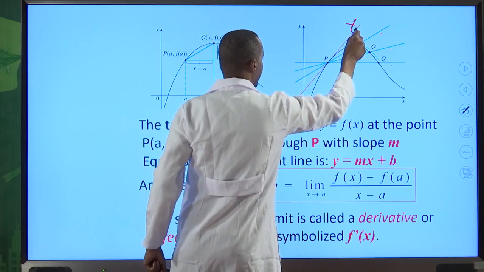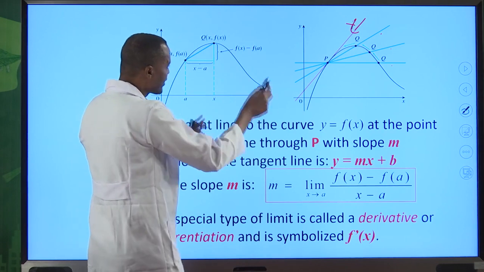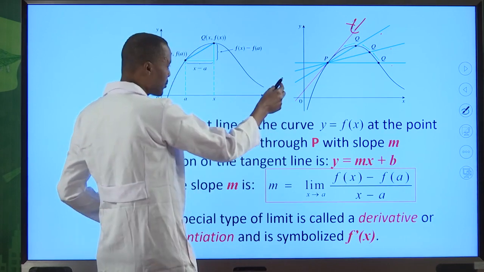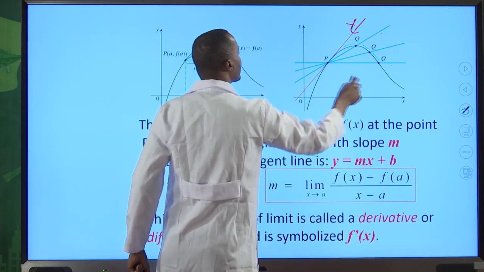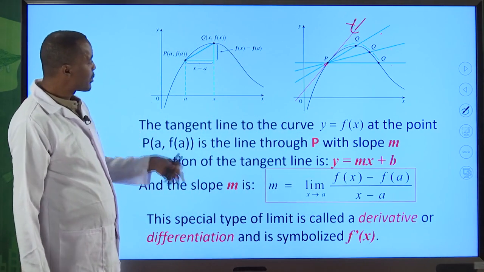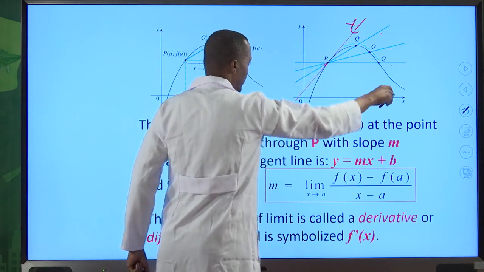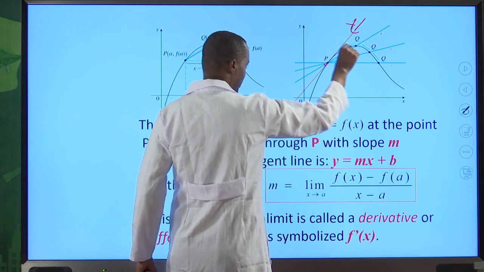This is a tangent line. So the slope of that tangent line will be equal to the slope of the curve at that point. I want to remind you that the curve doesn't have a unique slope. Every point has its own slope.